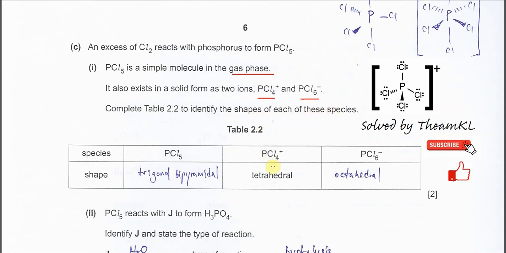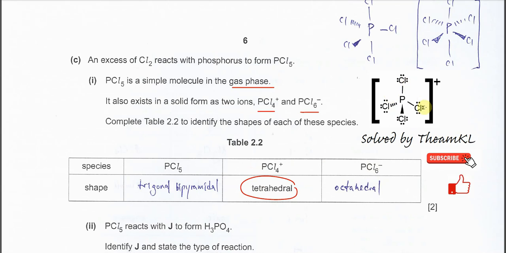So this PCl4 positive, already given, is tetrahedral. So it looks like this one. The phosphorus with 4 chlorine here, right? 4 covalent bonds. So it will form this tetrahedral geometry, because the phosphorus now has 4 bonding pairs, so it will form tetrahedral.